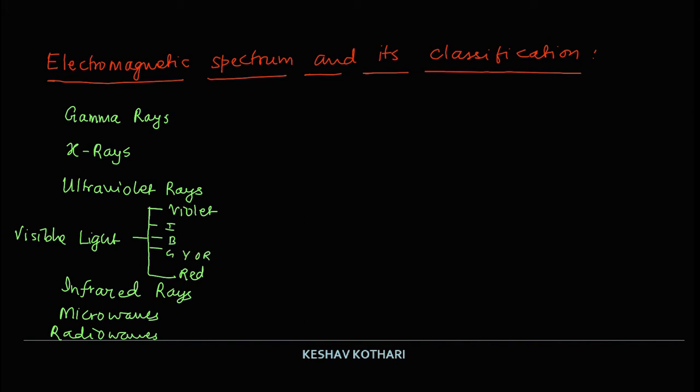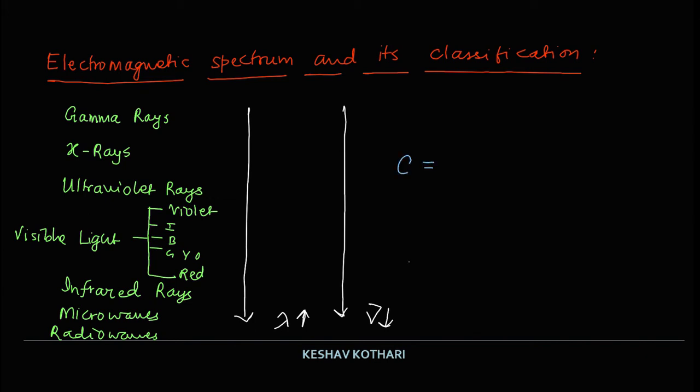VIBGYOR is in between. So as we move down this series, we say that wavelength increases, or we say that as we move down this series, frequency decreases, but the speed of electromagnetic wave remains the same in vacuum, which is 3 into 10 to the power 8 meter per second. So be it any type of the electromagnetic spectrum, the speed remains the same.